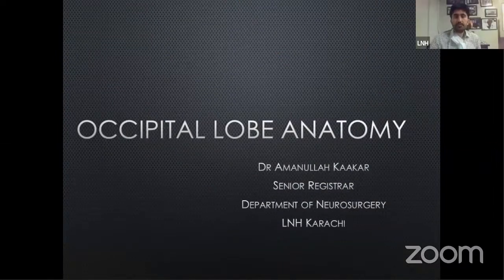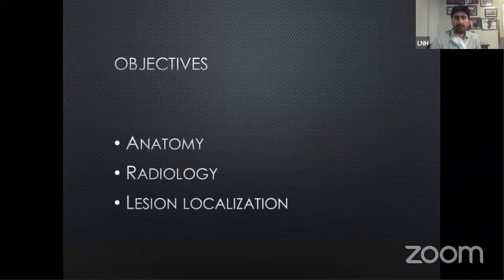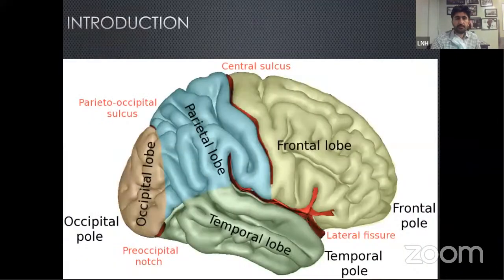So today I'm going to discuss the occipital lobe anatomy, and the objectives of my presentation will be anatomy, radiology, and lesion localization. The occipital lobe is present behind the parietal and temporal lobe, and it is one of the smallest lobes of the cerebral hemisphere as compared to the frontal, parietal, and temporal lobes.